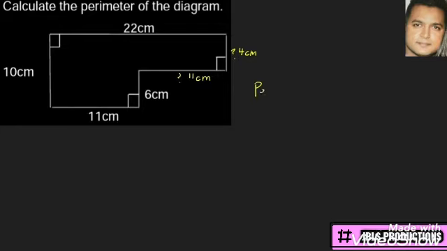So your perimeter is equal to, okay, we start from each side. It will be 10 plus 11 plus 6 plus 11 again plus 4 plus 22, and we punch the amounts in the calculator. Punching this in, we get an amount of 64 centimeters.